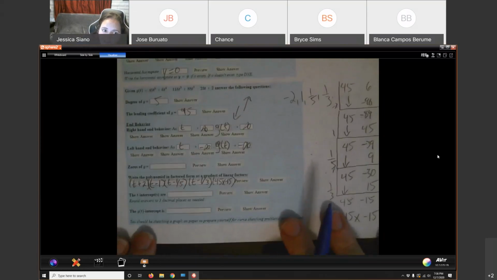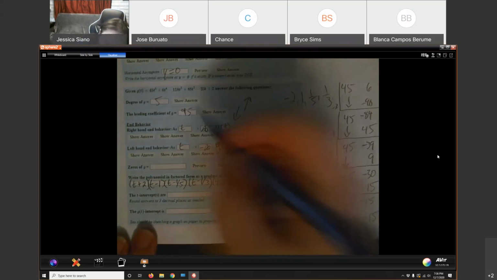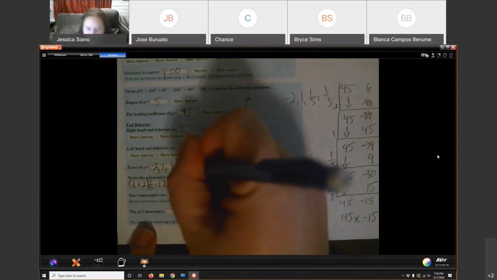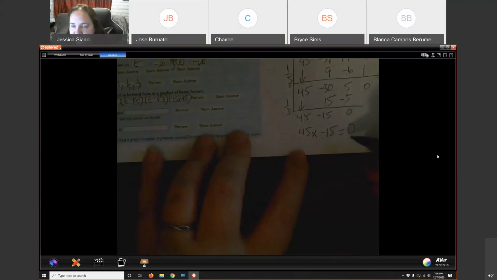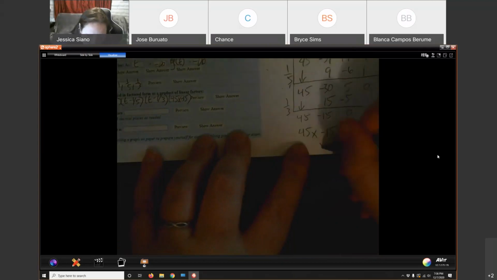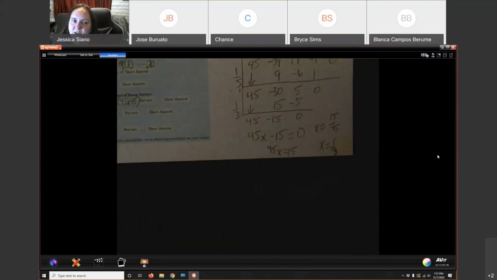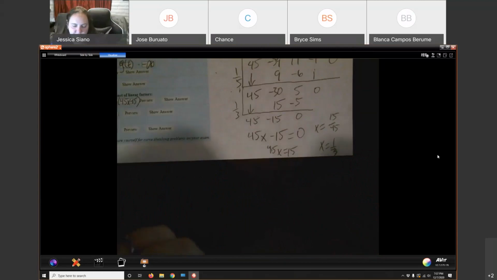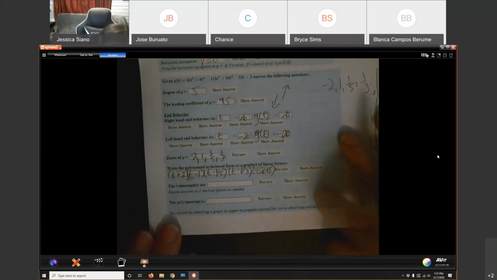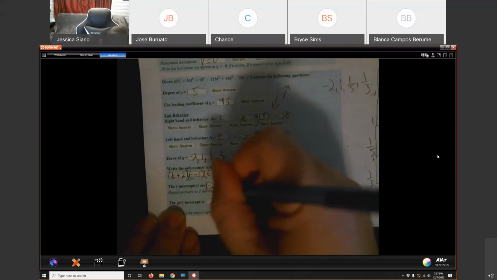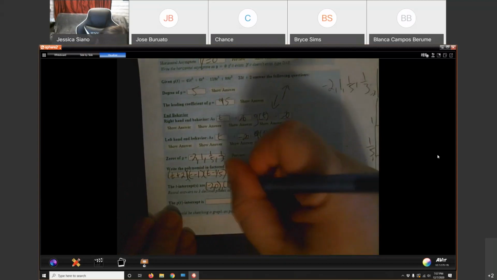And so then the intercepts, the zeros would be these. -2, 1, 1/5, and 1/3. And if I solve this, if I add the 15 and then divide by the 45, I'm going to get 1/3 again. Right. So I don't need to write 1/3 twice. It repeats. So those are all my zeros. And if those are my zeros, then the intercepts are just those points.